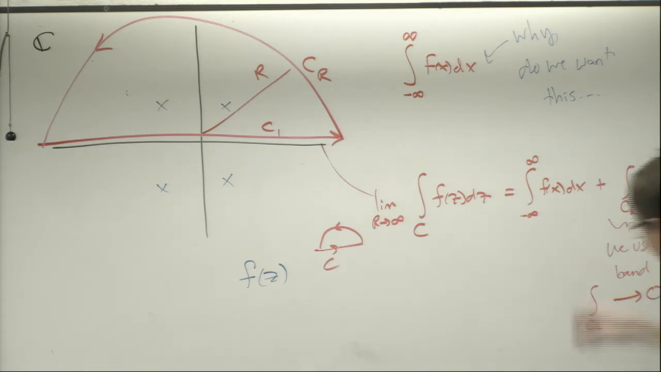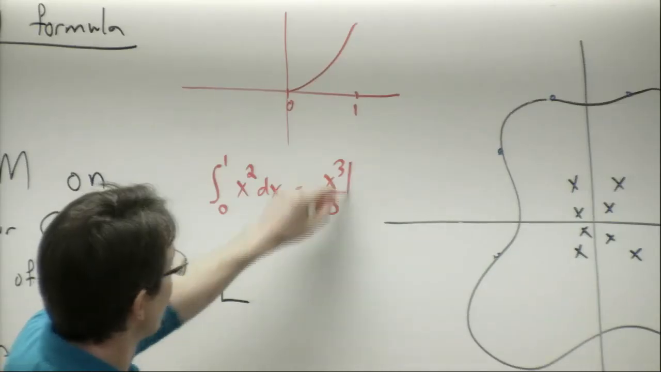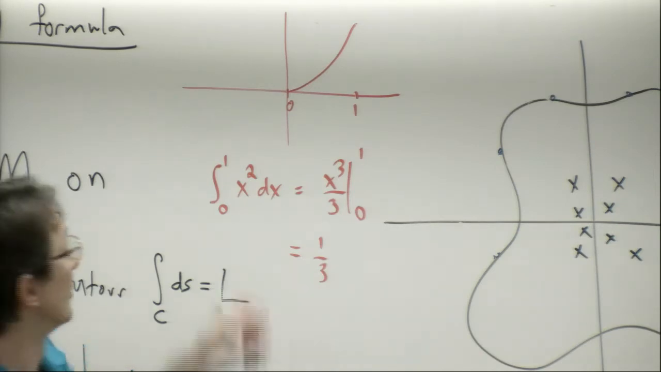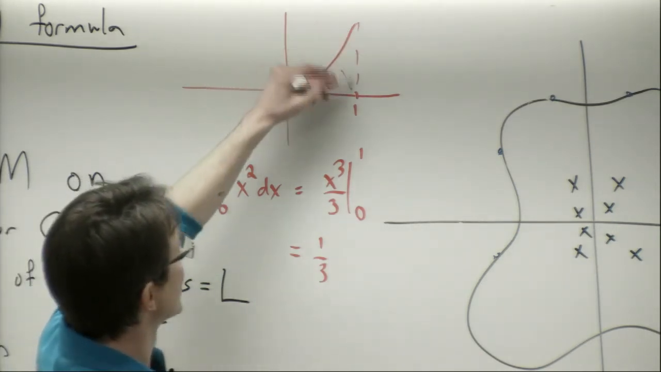Okay, any more questions about the ML bound before we go on? Maybe I'll just do a really simple real valued example. Let's say that I have the integral of x squared from 0 to 1. Integral from 0 to 1 of x squared dx is equal to x cubed over 3 evaluated at 1 and 0, which is just 1/3. Right? Simple. The area under this curve is 1/3.